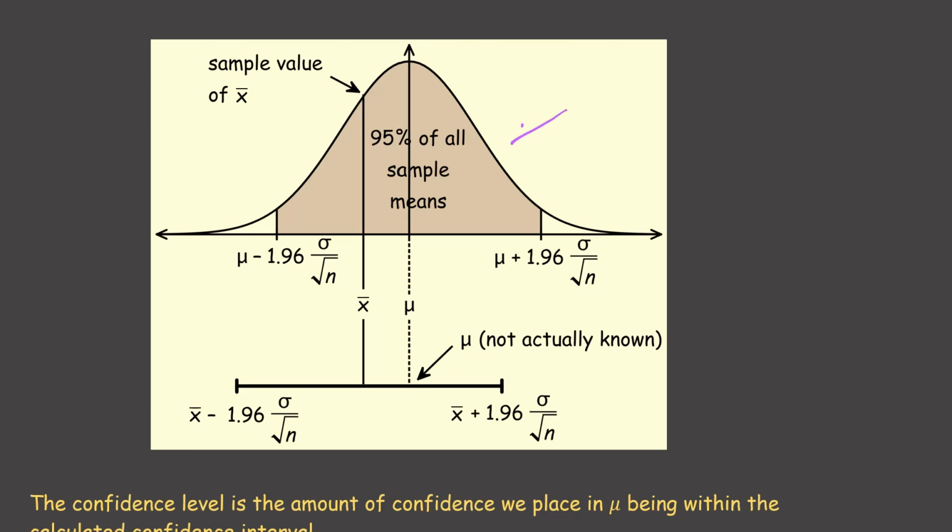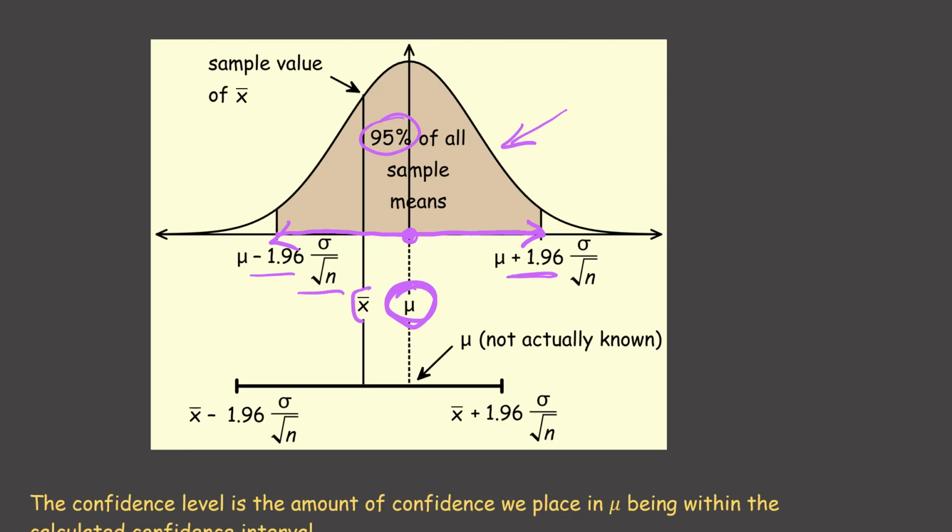In the top part of the diagram here, we have a normal distribution based on the population mean, and here we can see the confidence interval based on that, with mu at the center, and then take away 1.96 sigma over root n, so that's a 95% confidence interval, and at this end plus 1.96 sigma over root n.